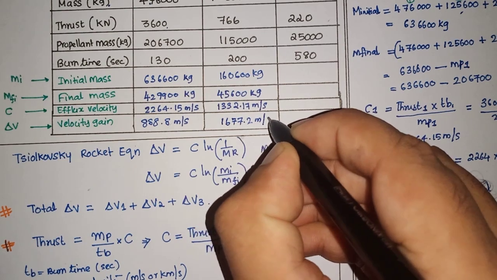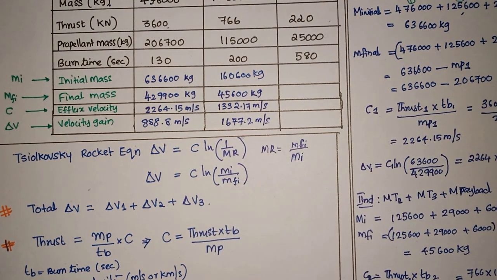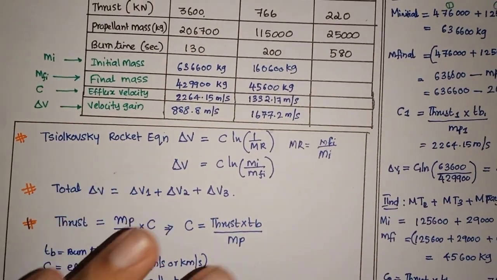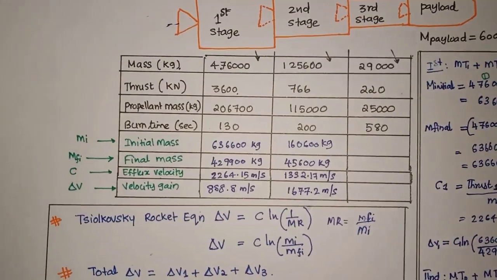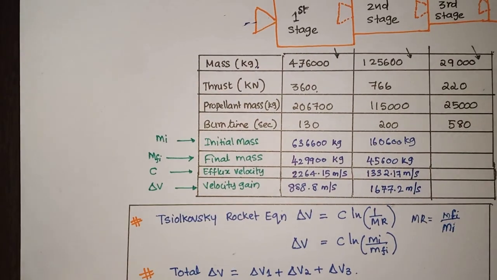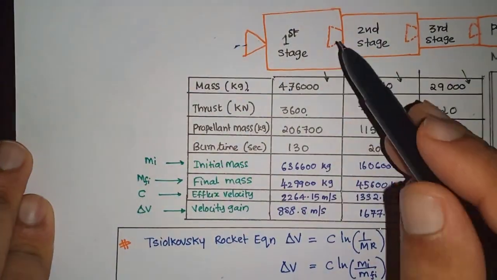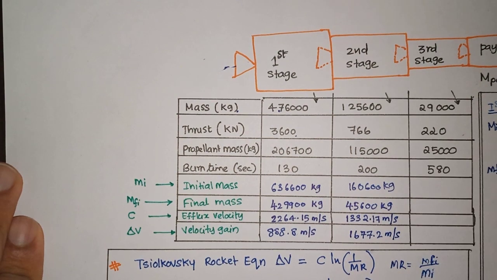1677.2 meters per second. Okay, I hope this is clear for you. And similarly, you can do the same for the third stage. How are you going to do the third stage? Now your propellant, you are only remaining with the third stage, okay? Because in your first stage and second stage, there is no longer fuel in it.